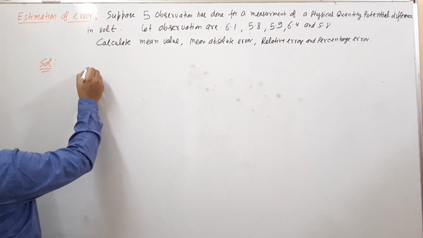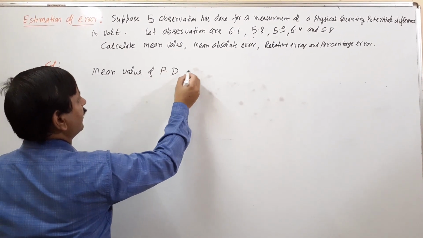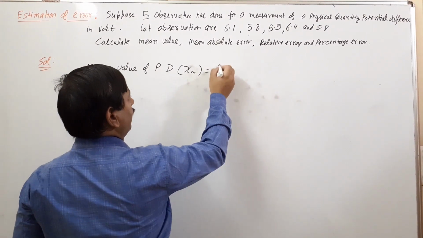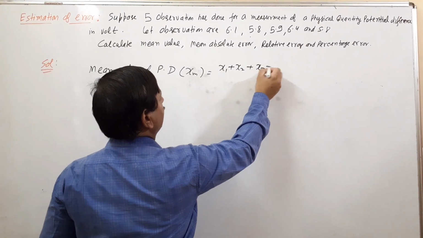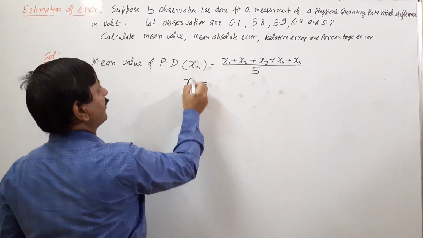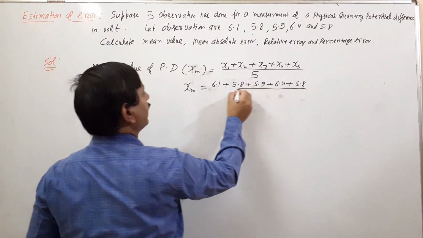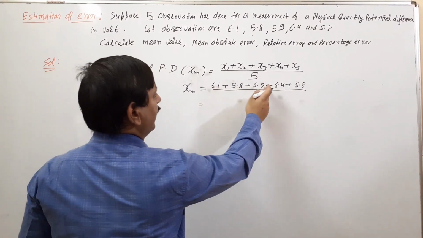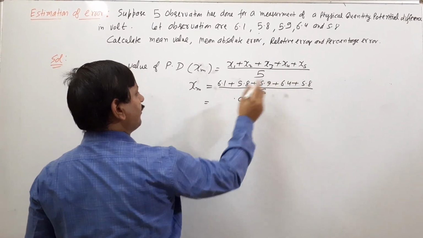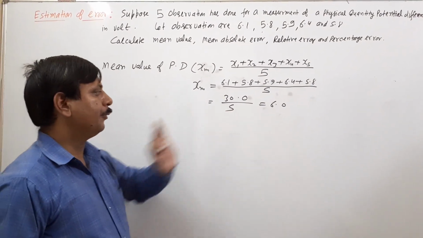So first, what is the mean value of the potential difference? I have told you how we can find it. This is the sum of all, the average of all. There are 5 experiments, so xm equals x1 plus x2 plus x3 plus x4 plus x5 divided by the total number of observations, which is 5. So xm is 6.1, 5.8, 5.9, 6.4, 5.8 divided by 5. If we add it, the sum is 30, and 30 upon 5 is 6.0. So this will be the most probable value, the mean value.